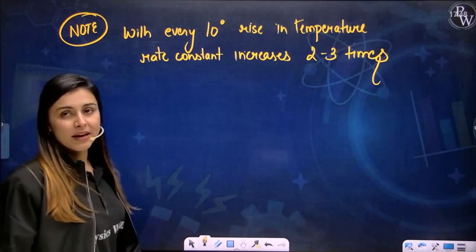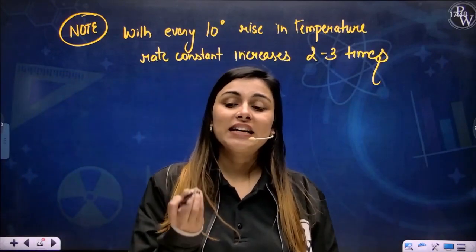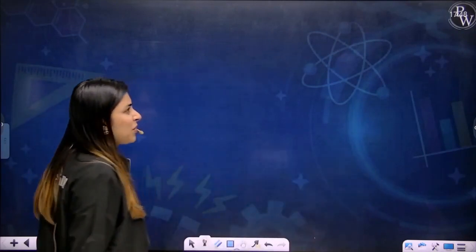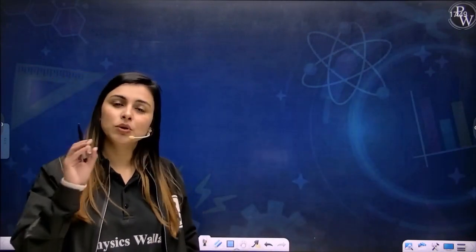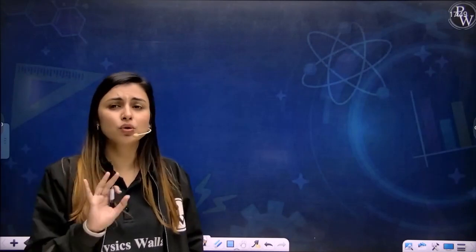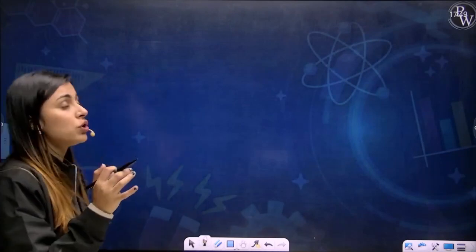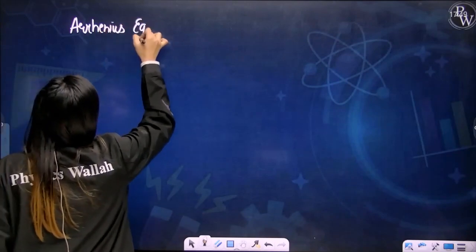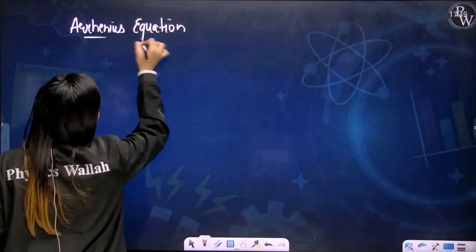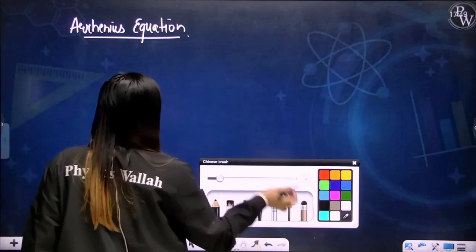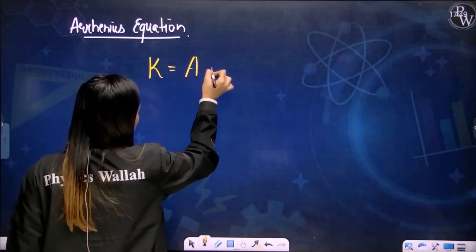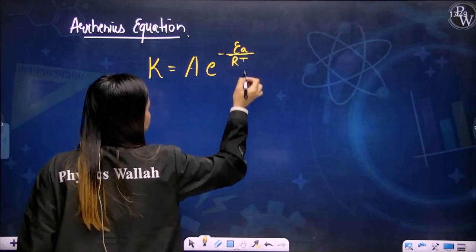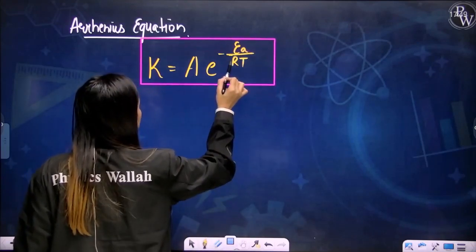Perfect. Now, my dear students, let's try to understand what exactly is the Arrhenius equation. For understanding the Arrhenius equation, you need not worry about from where this particular expression came. In your syllabus, it is only the expression that you need to understand. You don't need to understand from where it came, right? So the expression for your Arrhenius equation is k = A e^(-Ea/RT). Now let's try to understand each and every term here.